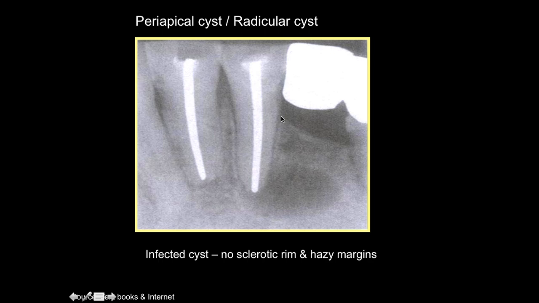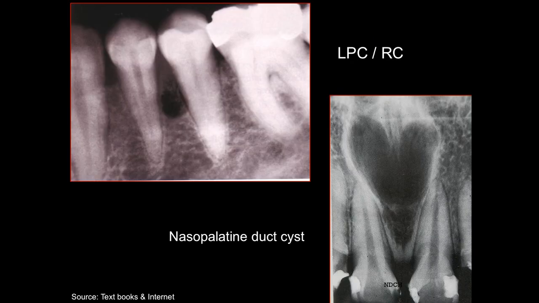The periapical cyst or the radicular cyst occurs in a periapical location, as you can see in the picture. This tooth has had root canal treatment, and you find hazy margins instead of a sclerotic rim. This indicates that the cyst is infected. Sometimes you may find a small radiolucency between two roots, and this is usually indicative of a lateral periodontal cyst or even a radicular cyst of the lateral variety.